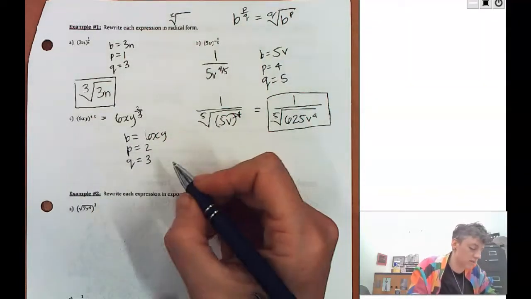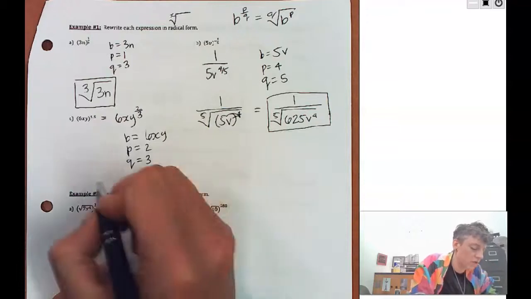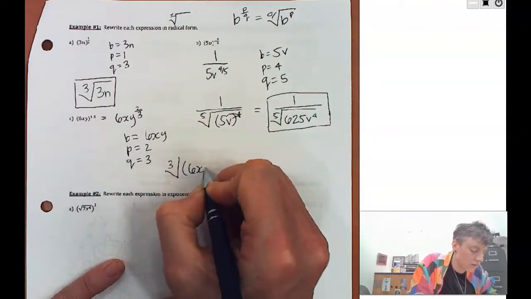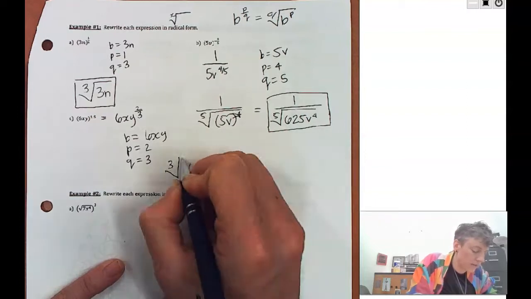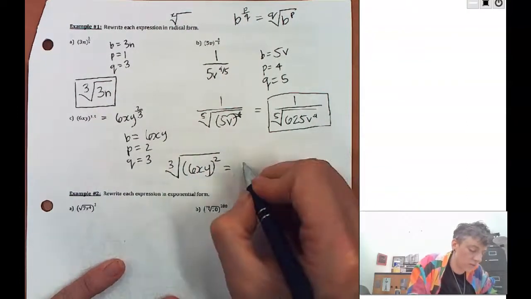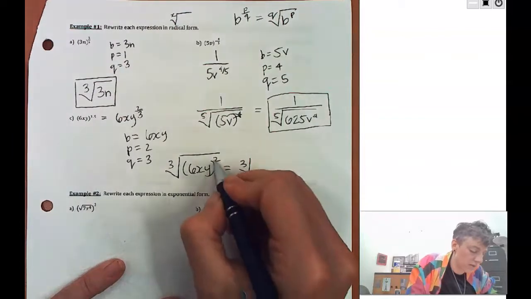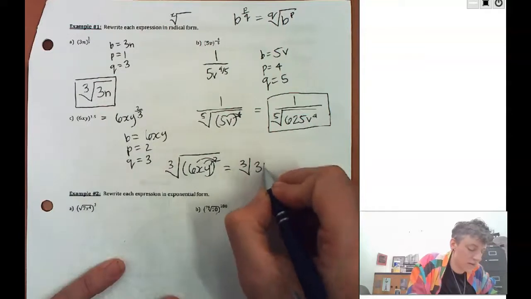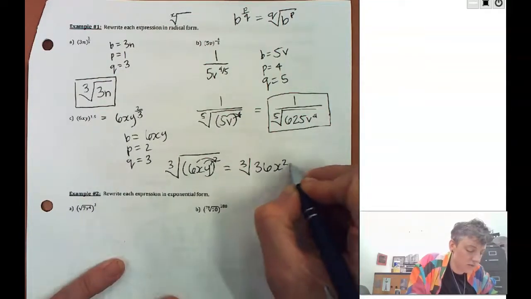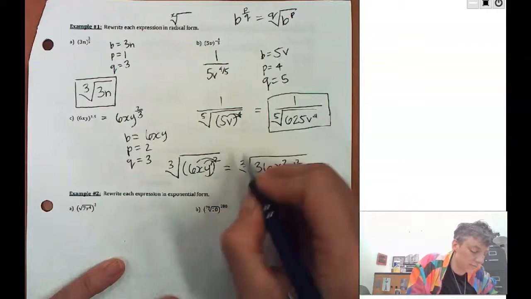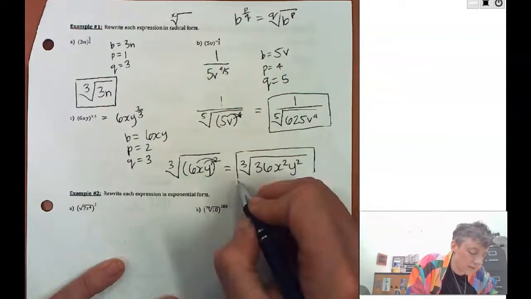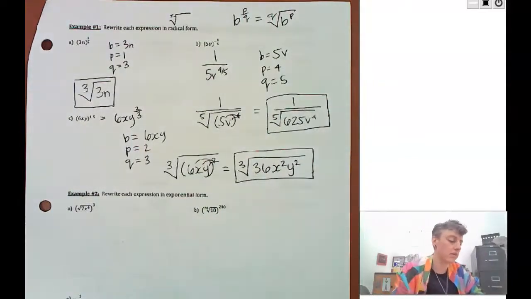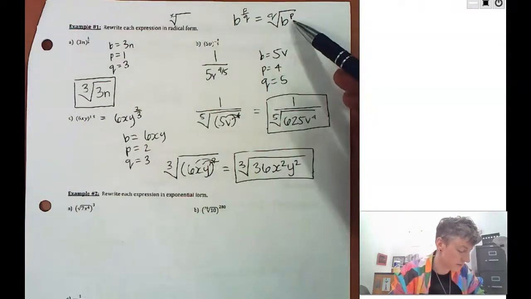So this shall become the cube root of 6xy squared, which becomes the cube root of 6 squared, x squared, y squared. 6 squared is 36, x squared is x squared, and y squared is y squared. That's it, my loves. That's how you do the thing using our little conversion sitch.